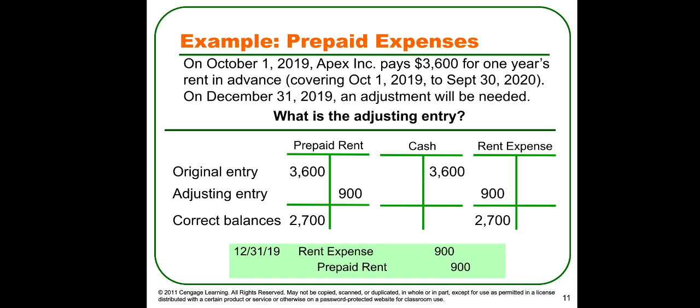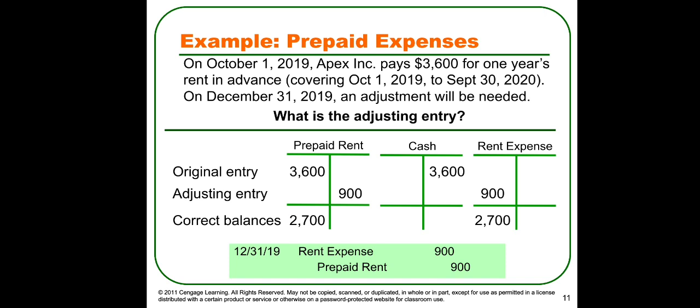So $900. Okay, when you know that $900 is an expense, then you can do the adjusted entry. You have to record the $900 as an expense. So how to record the expense? In accounting, when you want to record the expense, you have to debit the account. So at 31st of December 2019, you debit account rent expense and you credit the prepaid rent. You credit the asset account.